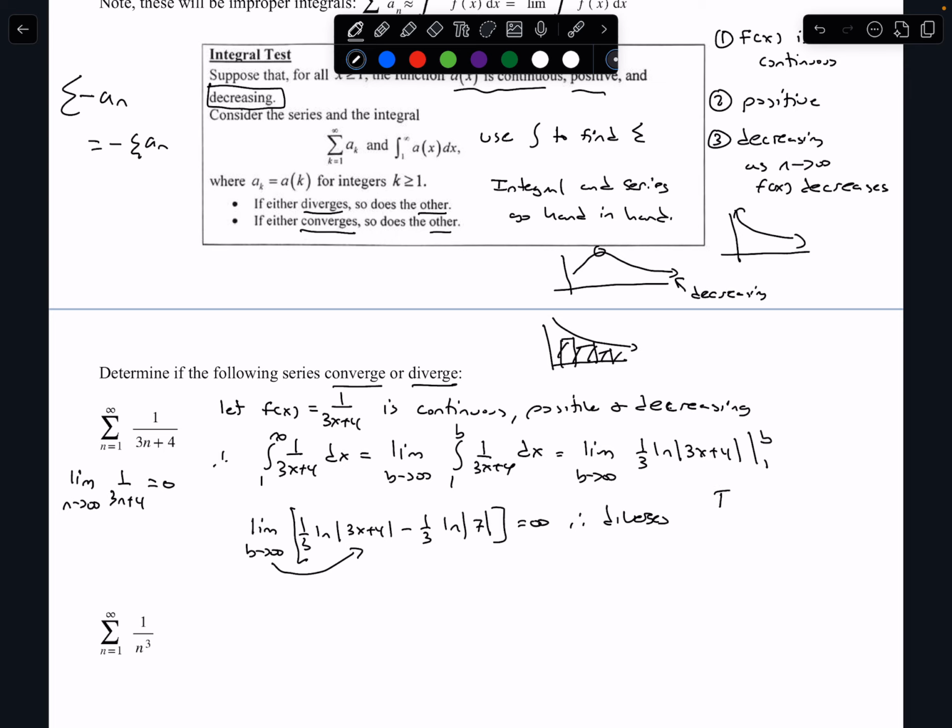So therefore we say that the series, and we got to name the name, the series diverges by what we call the integral test. Spell it out. By the integral test. There it is. So let's try another one.